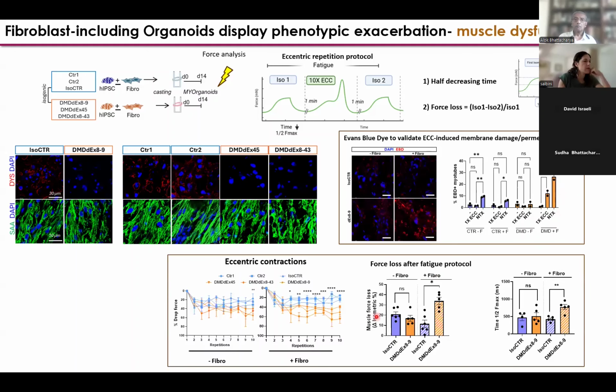And so here you see that when we include fibroblasts in the organoids, if you just see the difference between the control, the blue line, and the orange line, there is a separation of the groups. So there is a statistically significant difference between the groups, in the force loss and also the relaxation time. So basically, the inclusion of fibroblasts exacerbates the disease phenotype and allows discrimination of this hallmark of muscle dysfunction as compared to the control group.